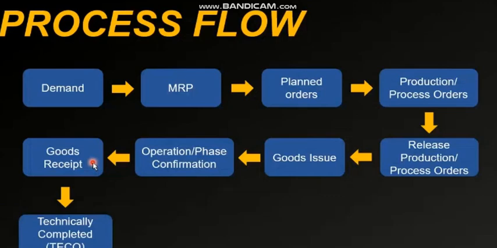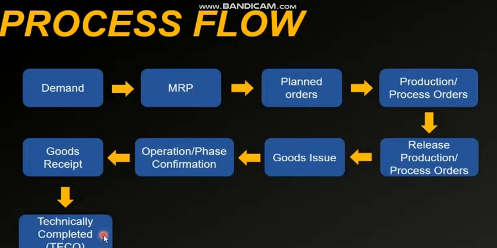He has performed all the planned activities such as the consumption of components, confirmation of activities, and then the goods receipt. Now, from the production point of view, in order to mark the production order or a process order as technically completed, which means that no further activities are pending from the shop floor perspective, we have to set the status as TECO, which basically stands for technically completed.